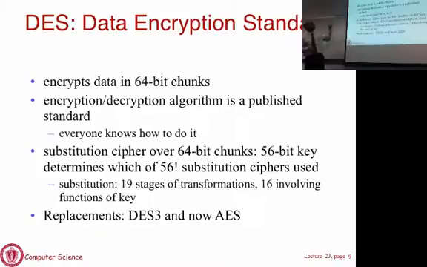So the way DES works is it takes your arbitrary message and chops it up into 64-bit chunks. The encryption and decryption algorithm is published. Everyone knows it, including the sender, receiver, as well as the intruder. Now, what is not known is the key. So it should not be possible to guess the key.